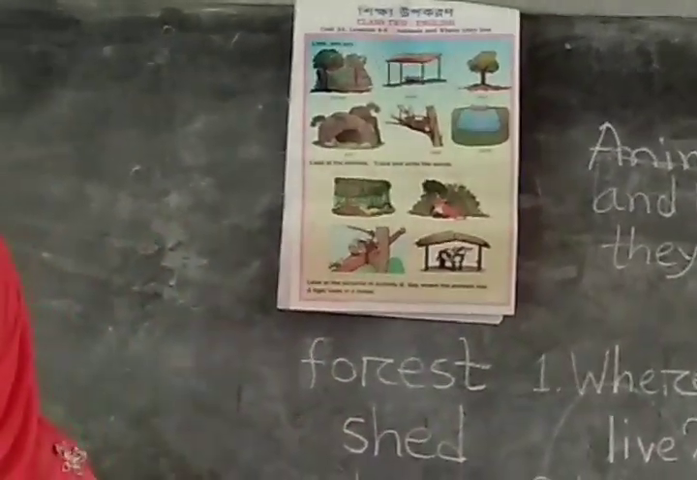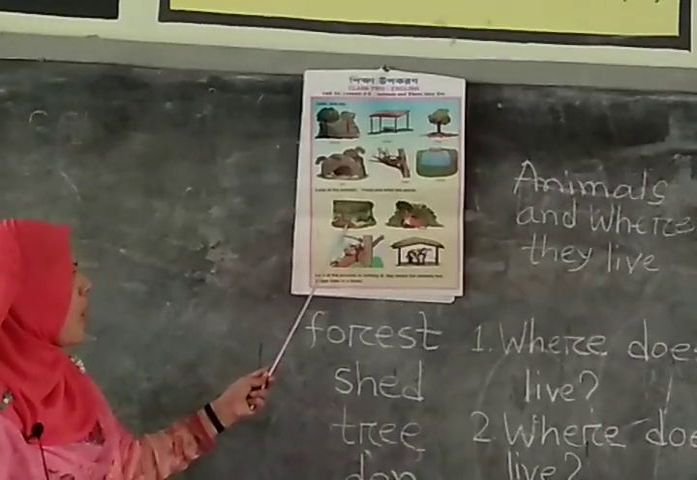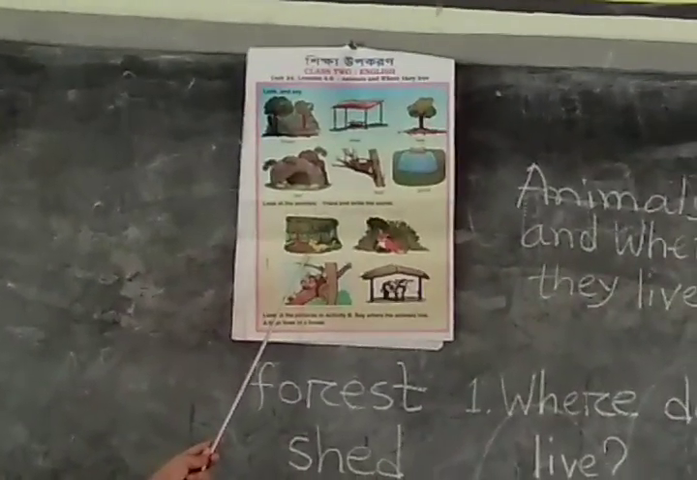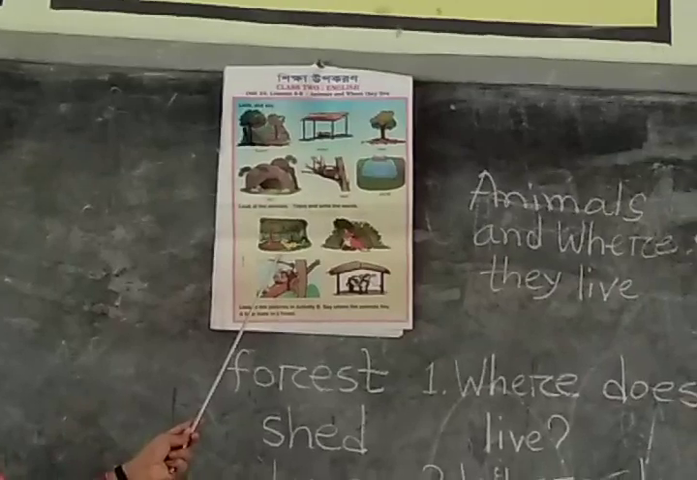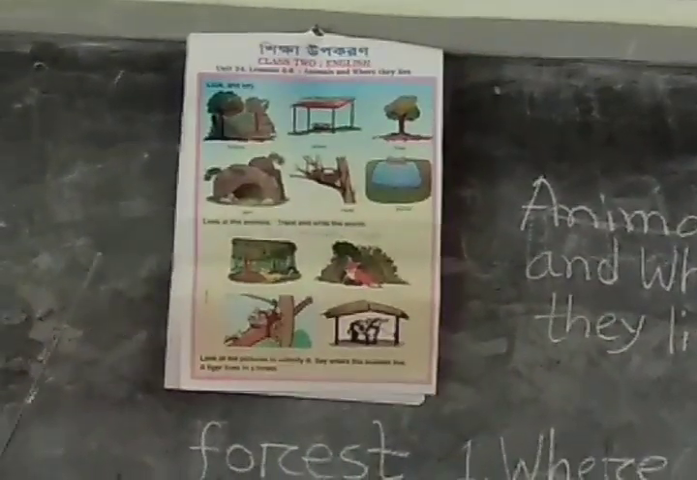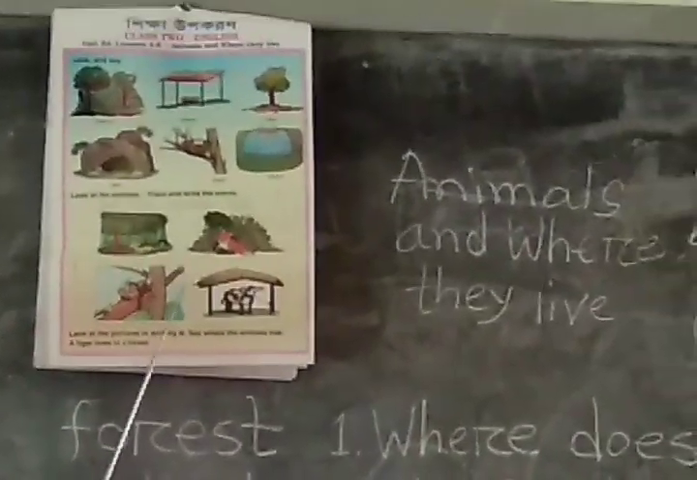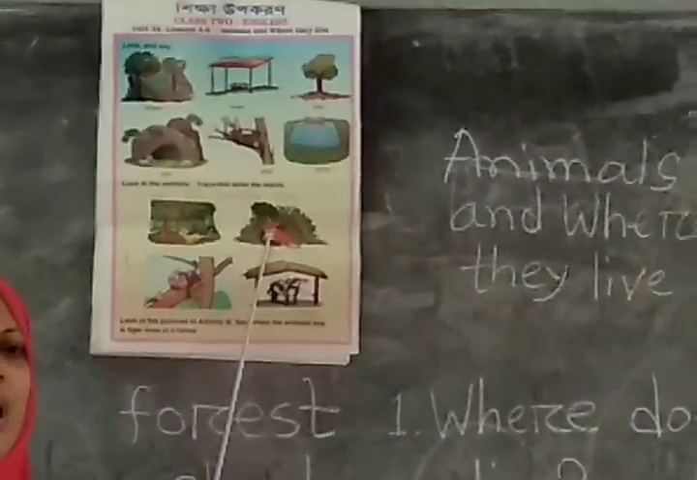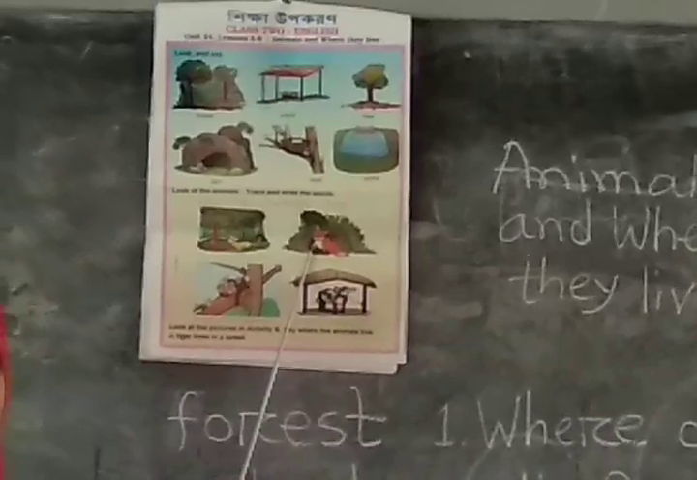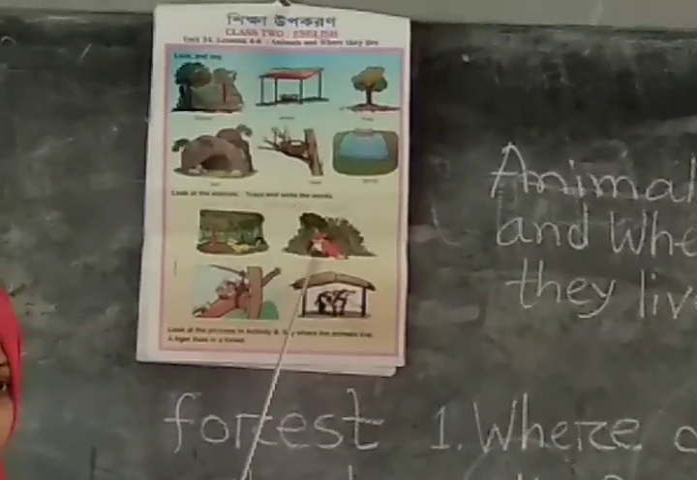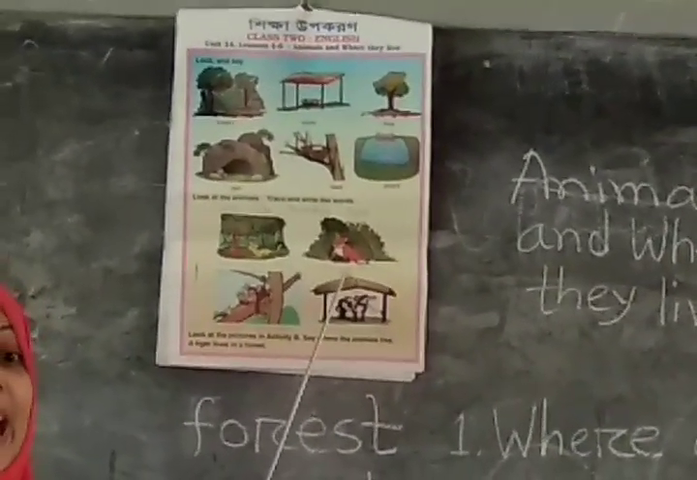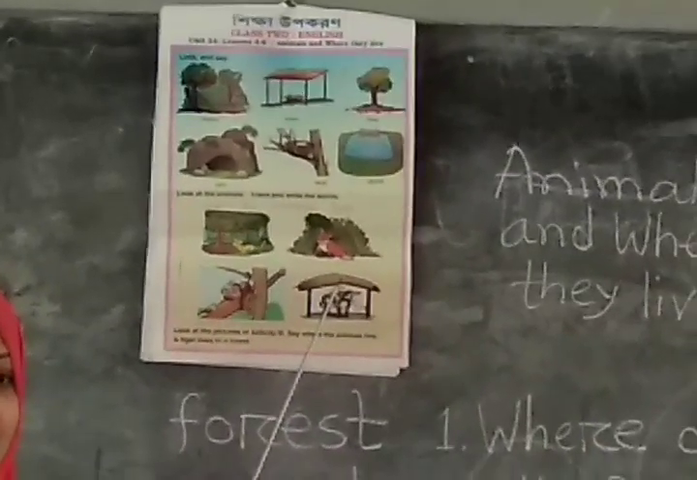Okay, Atoshi, stand up. Where does the tiger live? The tiger lives in a forest. Forest, very good. Clap for Atoshi. Mahir, stand up. Where does the fox live? Fox lives in a den.